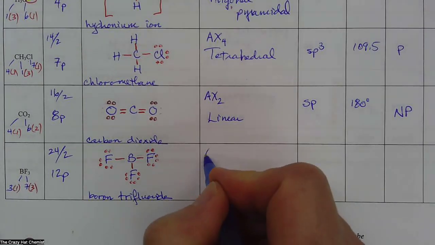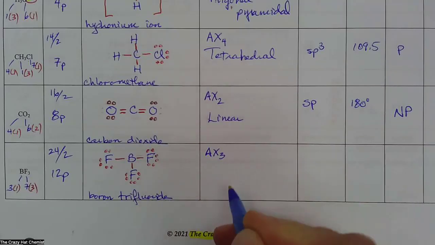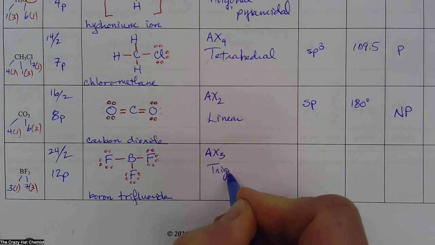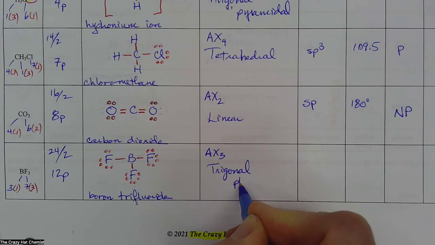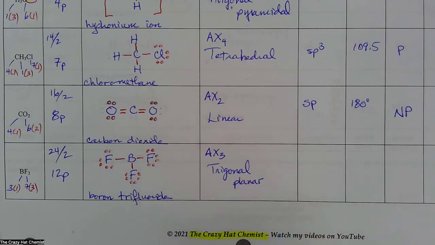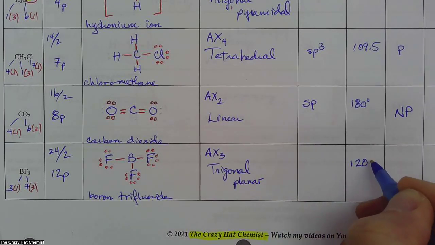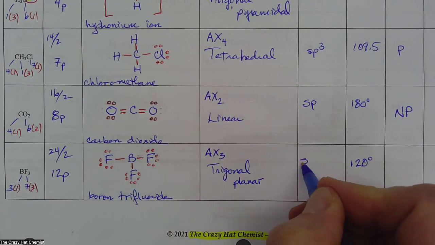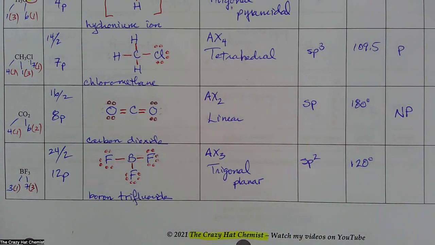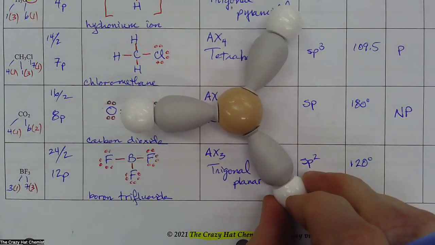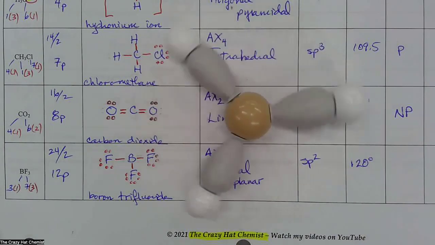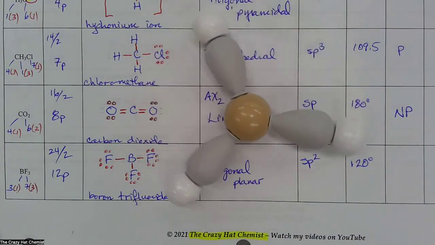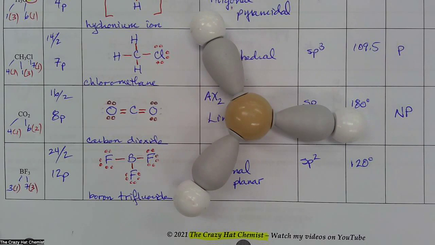All right? This has an A, an X, and a 3. This is trigonal planar. This has a bond angle of 120 degrees. It is sp2 hybridized. Build the model. That's what the model looks like right there. It's trigonal planar. That is the coolest thing right there. Snap. It's trigonal and it's planar. All the atoms are in the same plane.